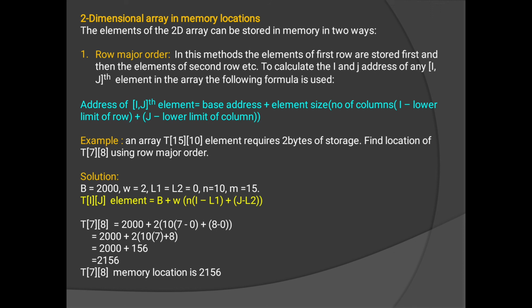Based on that, when we execute the formula, you get the value 2156. This is the memory location of the array element where the row is 7 and the column position is 8. So using this row major order, we can find the address of the ij element of any element in the array.